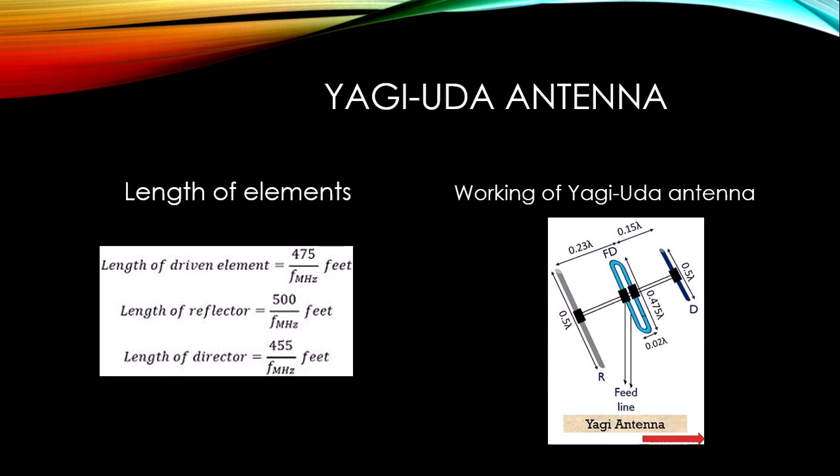For a 3-element array, the lengths of the elements can be considered as follows. The length of the driven element is equal to 475 over f in MHz times feet. For the length of the reflector, we have 500 over f in MHz times feet. Then the length of the director is 455 over f in MHz times feet.